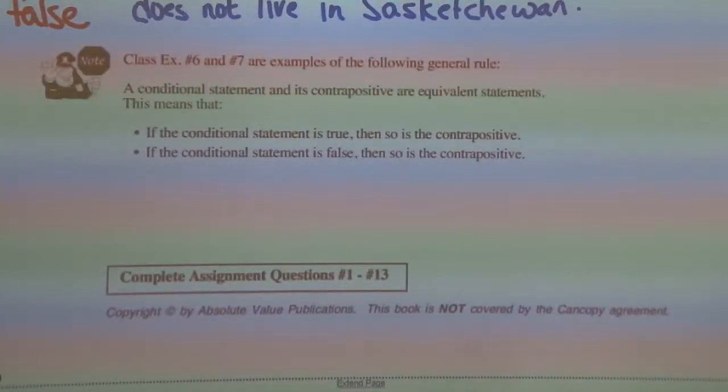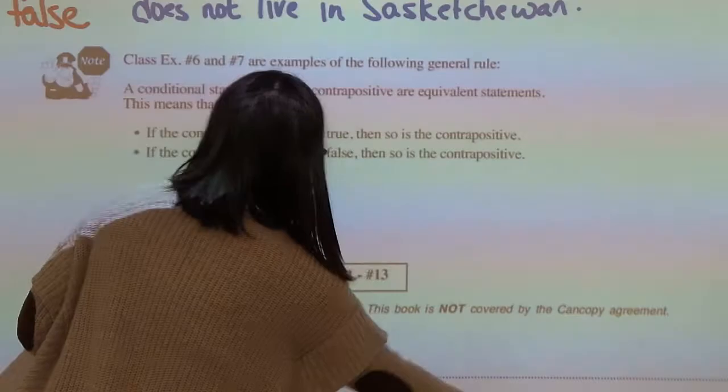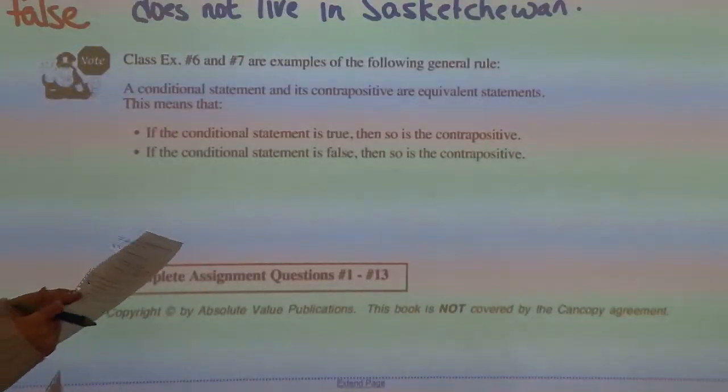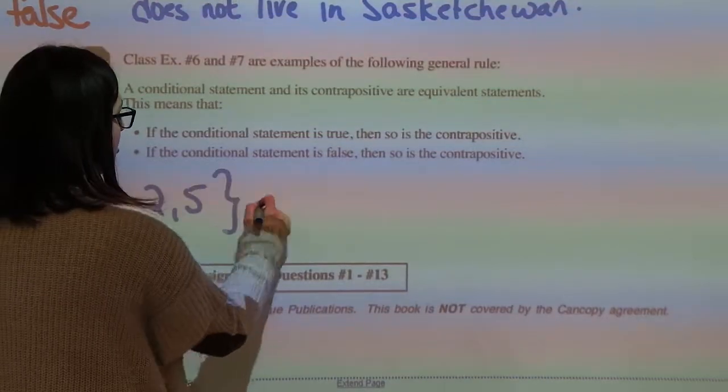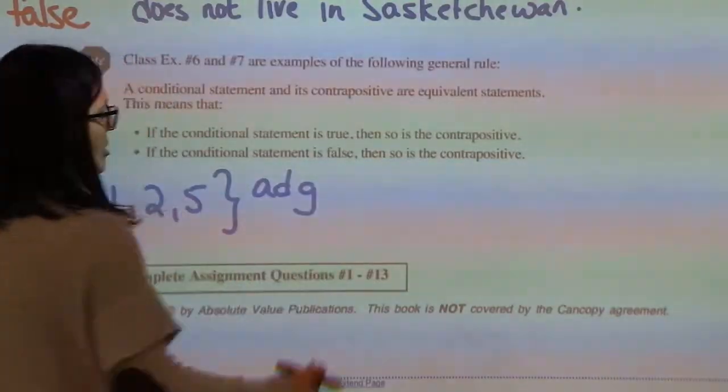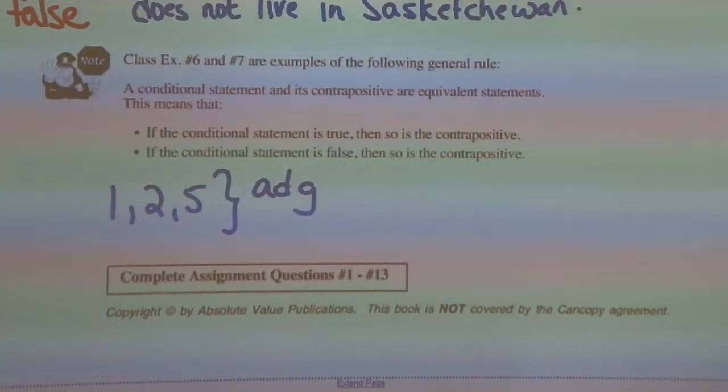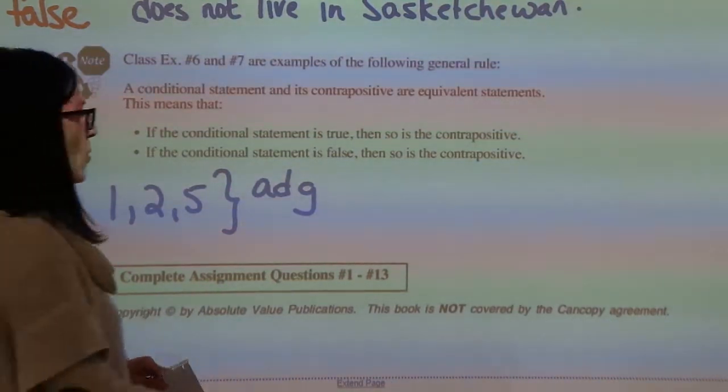Okay? So, the questions for you to practice with. Questions 1, 2, and 5, doing A, D, and G of each. So it's writing the conditional statement, then writing the converse, and then writing the contrapositive. And it's the same statement. And then question number 9.